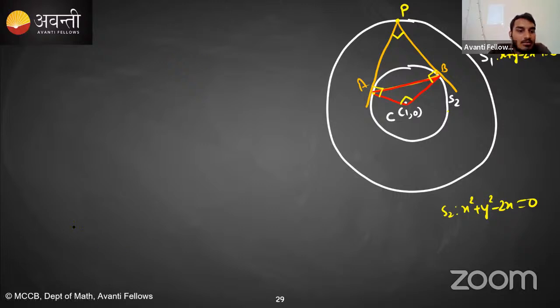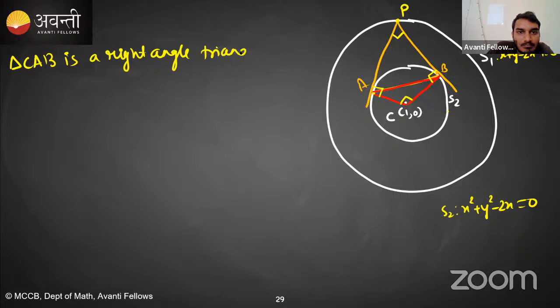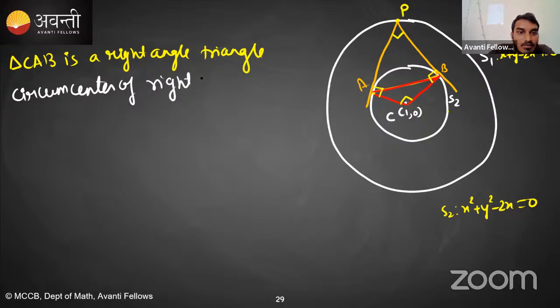Okay. So now, first of all, triangle CAB is a right angle triangle. Yes or no? Right? And one important note I told you in the straight line chapter is the circumcenter of a right angle triangle. Where is it?